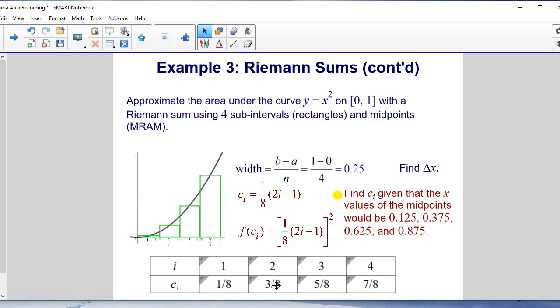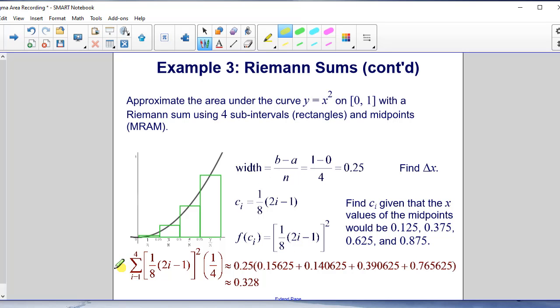So now we have the midpoint of each interval. To find the height of the rectangle, we're going to plug this formula, 1/8 times 2i minus 1, into our original function, which is squared, and that's why this is squared right here. So we have the width of each interval, and the height given by f of c sub i.